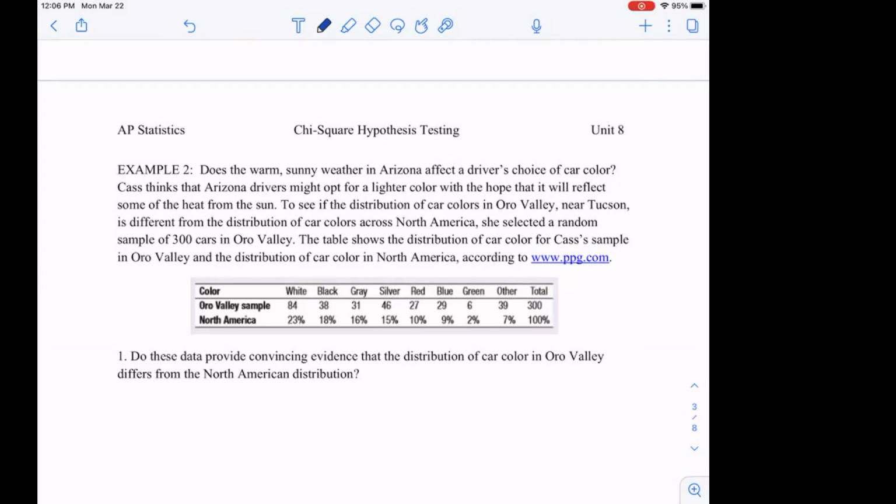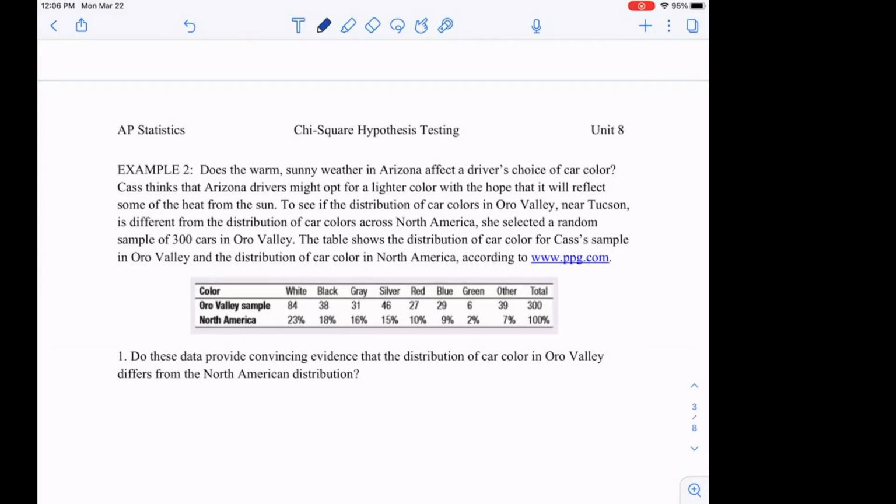Do these data offer convincing evidence that the distribution of car color in Oro Valley differs from the North American distribution? Okay, it's a yes or no question, so that means a test. We need to know what type of test to do. This is going to be categorical variables, so that means it's going to be a chi-squared test. And since I'm seeing if my sample matches something else, we're going to do a goodness of fit test.